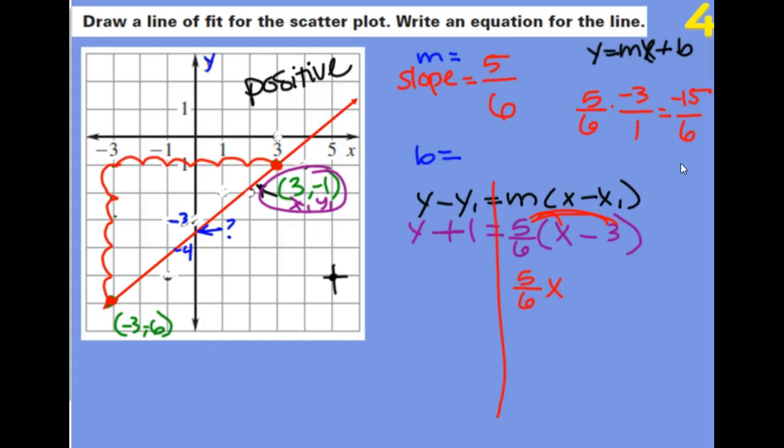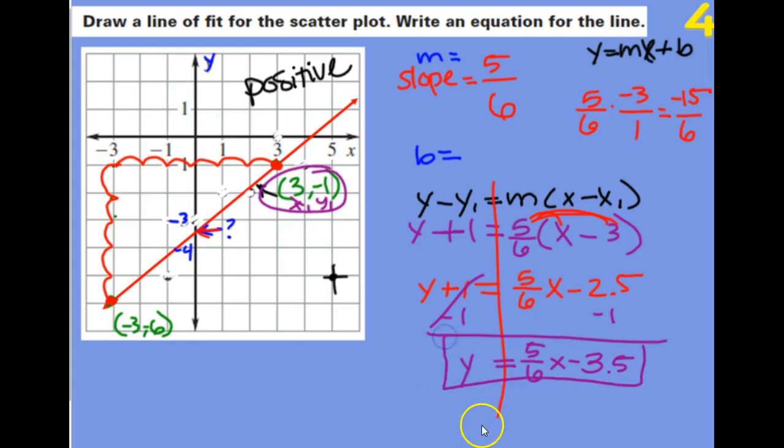And that's not going to be a nice number. And that's okay, because you know what? This line might not cross at a nice number. Doesn't look like it does. So -15 divided by 6 in my calculator is going to give me -2.5. And over here I have y plus 1. And then I want y by itself, so I'm going to subtract 1. So we have y equals 5/6x. And -2.5 minus 1, they're all negatives. That gives us a -3.5.